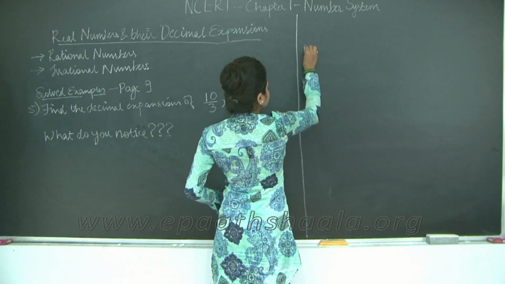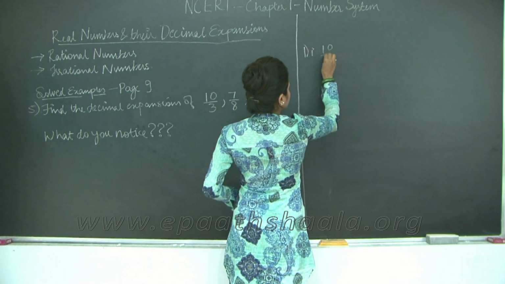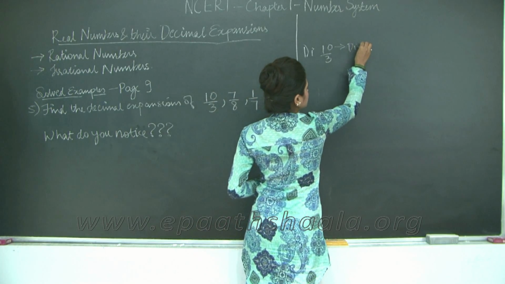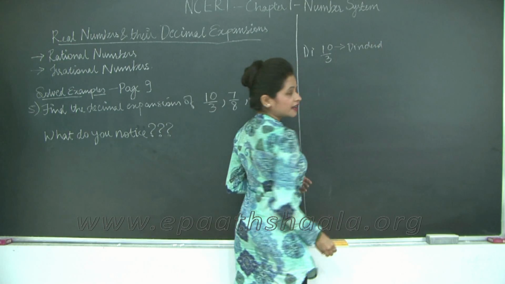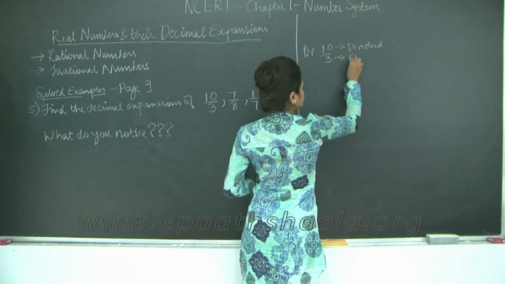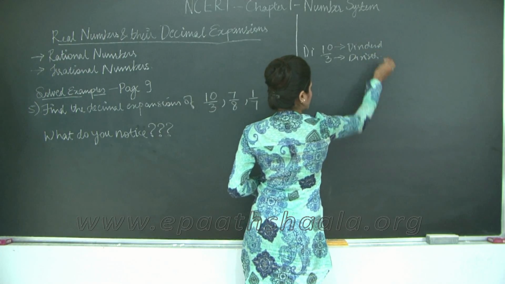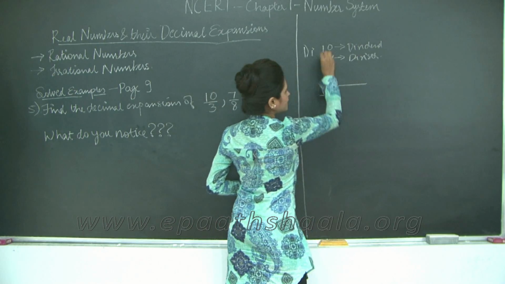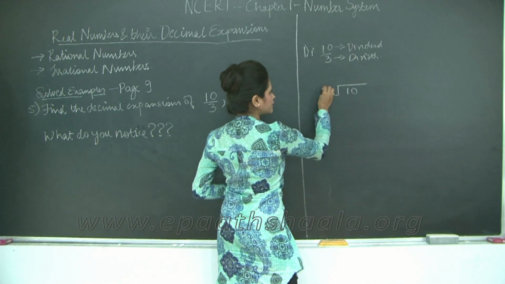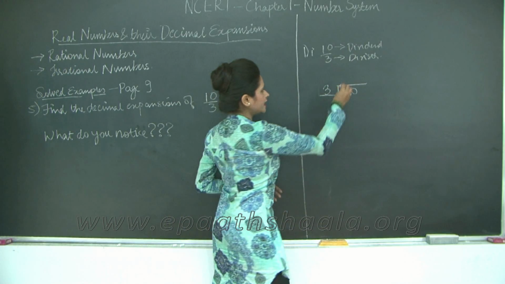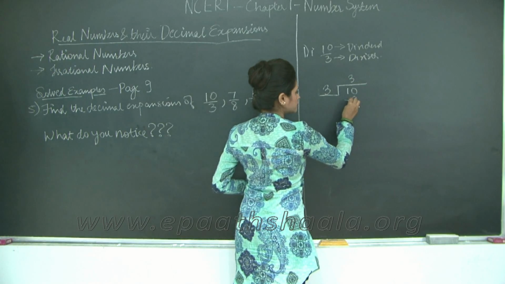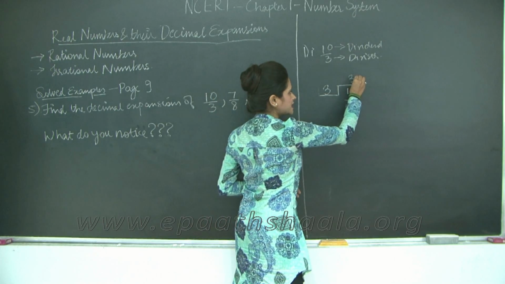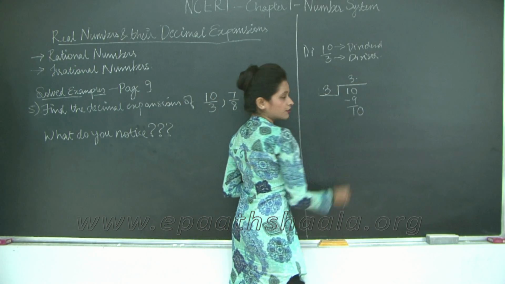So, the first one, 10 upon 3. This becomes the dividend, that is 10, and 3 becomes the divisor. So, let us go ahead and divide and see what we get. My dividend goes inside, so this is 10 and I have the divisor outside which is 3. So, let us divide. 3 3s are 9. Right. Now, 3 won't really divide 1. So, what I do is I put a decimal here and I put down a 0, right.